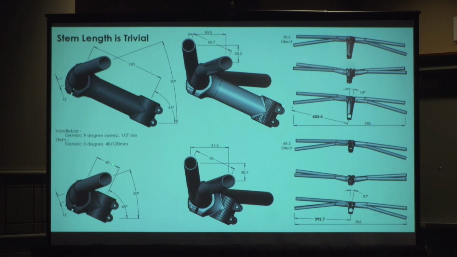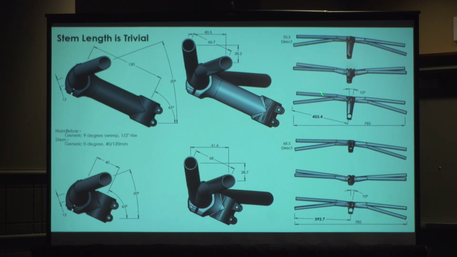We've added 80 millimeters to that stem length, and guess what? The ends of the handlebar are moving less on the long one than on the short one. Isn't that cool? How many other people have mentioned that in all these years of short stems are rad?